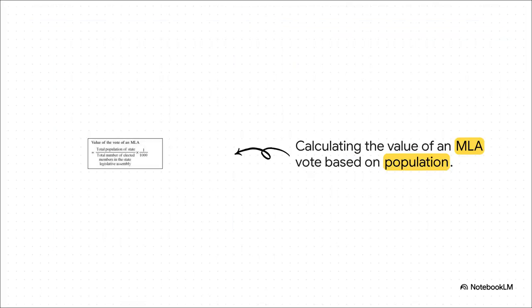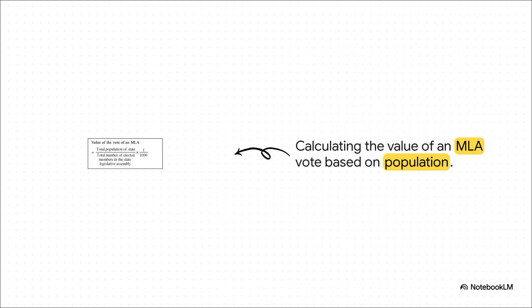Okay, let's look at the math, because it's actually brilliant. In this election, a vote isn't just a simple value of 1. To make sure there's real demographic fairness, the value of an MLA's vote, a member of a legislative assembly, is tied directly to population. You take the total population of that specific state, divide it by the total number of elected members in that state's assembly, and then you multiply that result by 1 over 1,000. It sounds complex, but it basically ensures that the voting power of a state's representatives perfectly matches the actual population they represent.